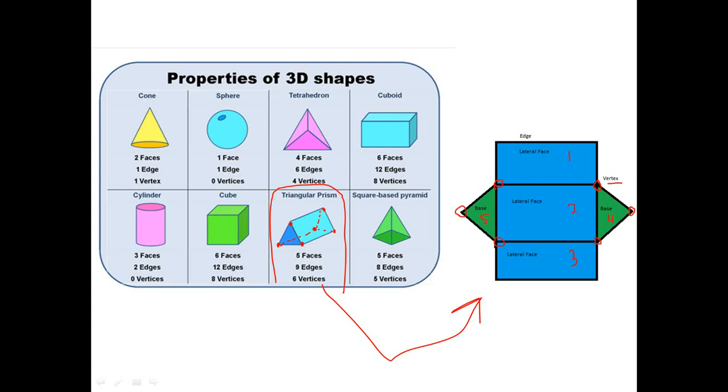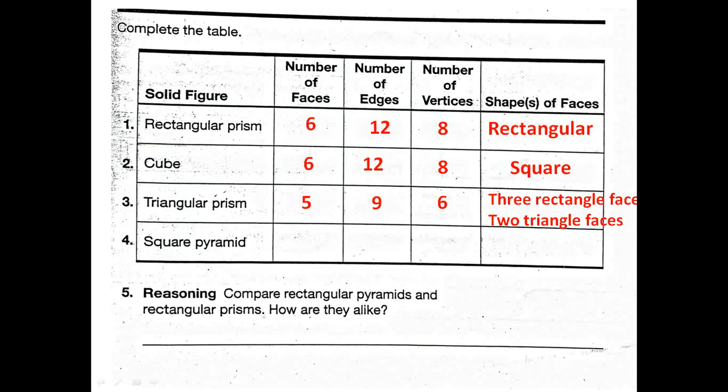What about the edges? They are 9. Let's count the edges here with another color, maybe black. Okay, so 1, 2, 3, 4, 5, 6, 7, 8, 9. So there are 9 edges. Let's now write this in the box. 5 faces, 9 edges, and the vertices are 6.